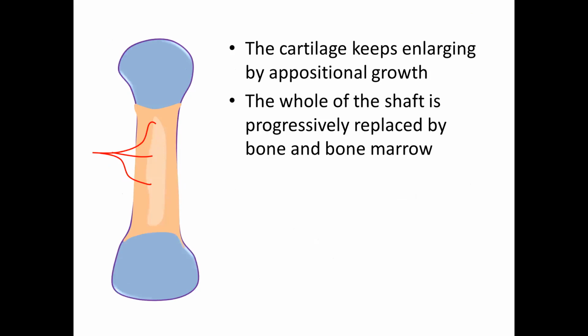The cartilage keeps enlarging by appositional growth on the ends of the developing bone. The whole of the shaft progressively is replaced by bone and bone marrow. Now remember, the cartilage does not turn into bone, it is replaced by bone.